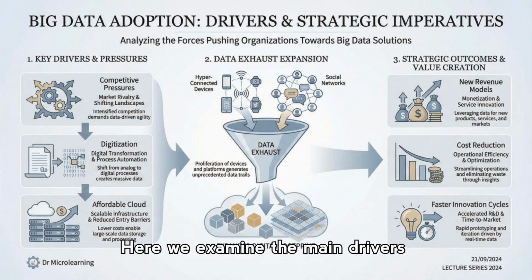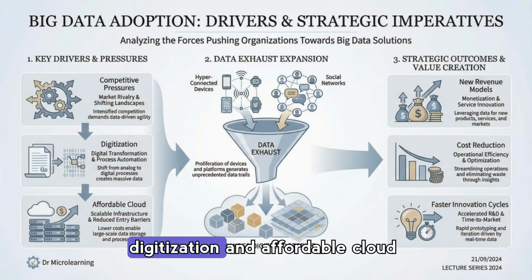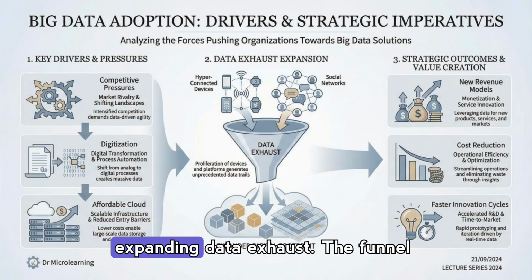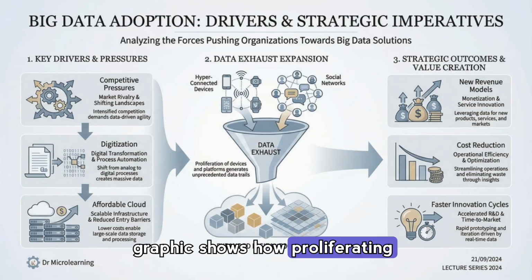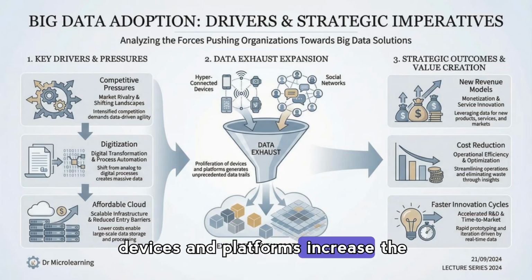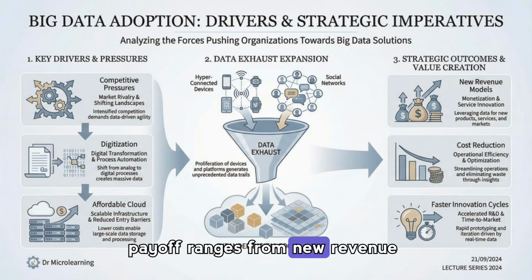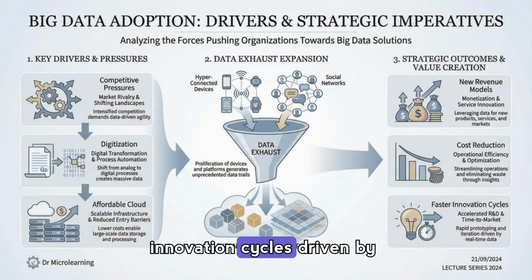Here we examine the main drivers pushing organizations toward big data: competitive pressure, digitization, and affordable cloud infrastructure, all creating an expanding data exhaust. The funnel graphic shows how proliferating devices and platforms increase the digital footprint, and the strategic payoff ranges from new revenue models and cost reduction to faster innovation cycles driven by real-time insights.